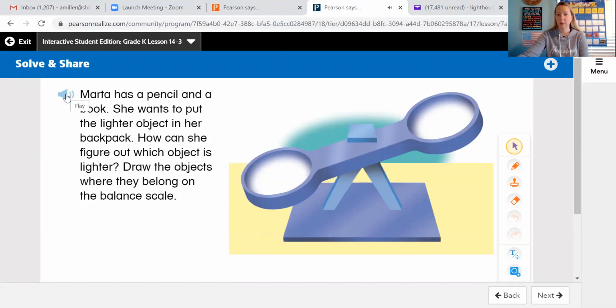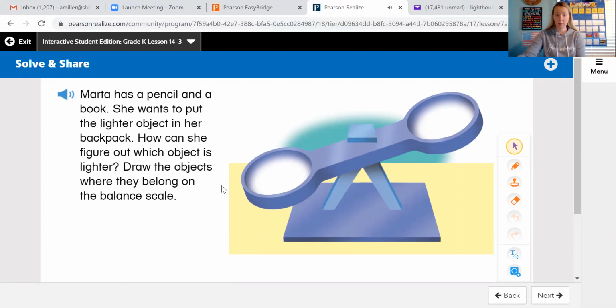All right, we're going to listen to that one more time. Marta has a pencil and a book. She wants to put the lighter object in her backpack. How can she figure out which object is lighter? Draw the objects where they belong on the balance scale.